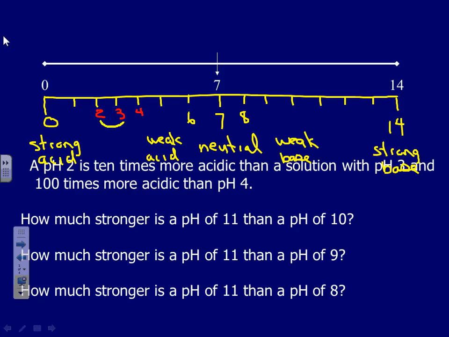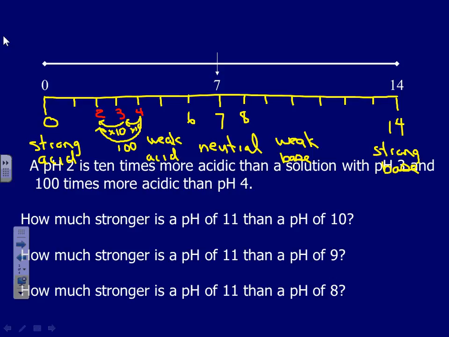From 3 to 2, that's 10 times stronger, because every time you change a number, it becomes a stronger acid by 10 times. From 4 to 2, well, it's going to be 10 times 10. 10 for that one and 10 for that. So that's going to be 100 times stronger. Does that make sense? Every one you change is 100 times stronger.